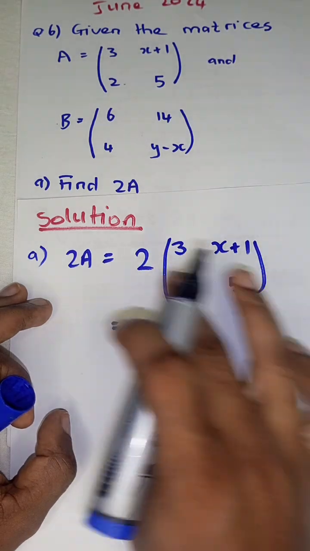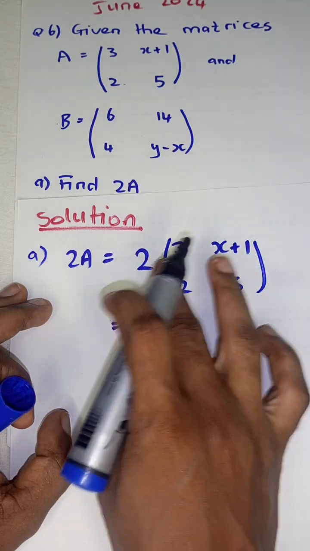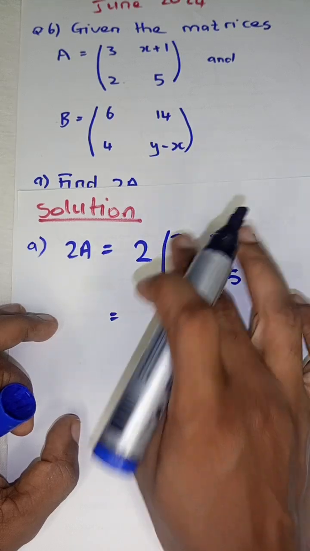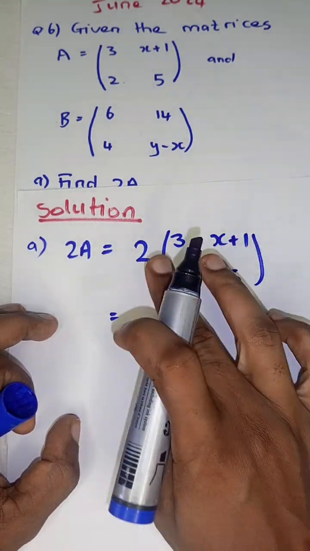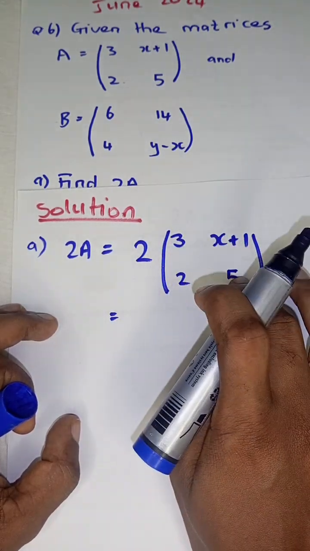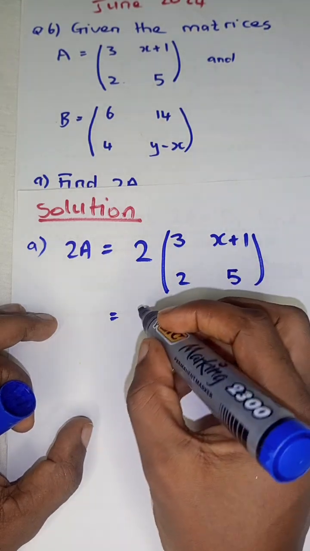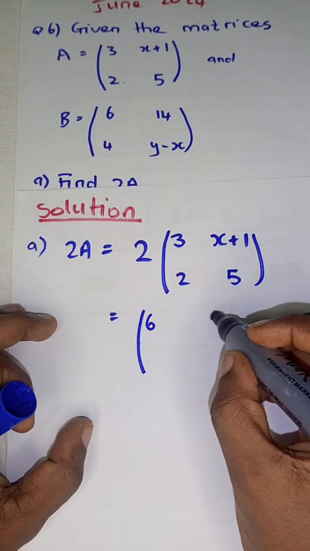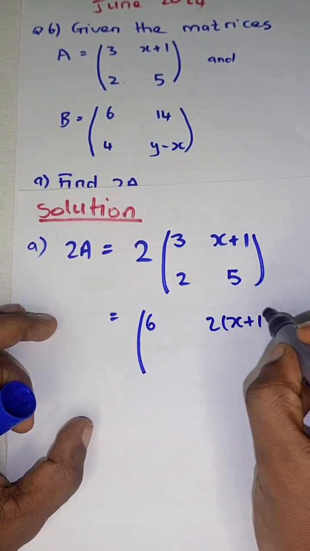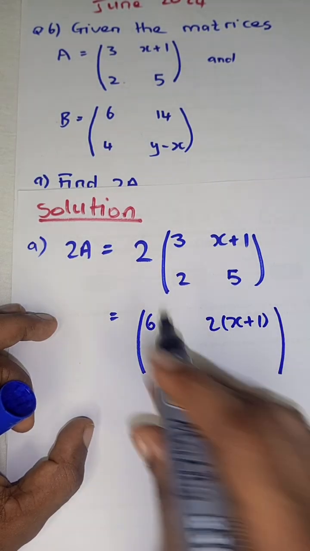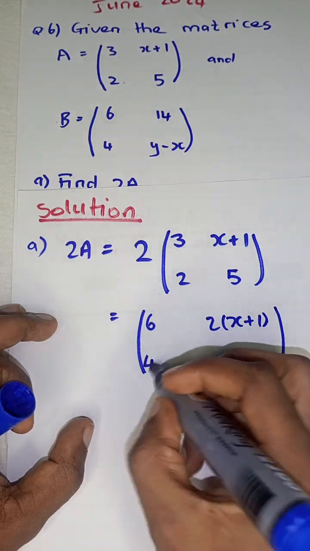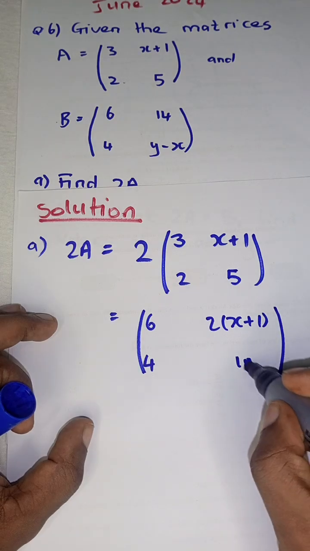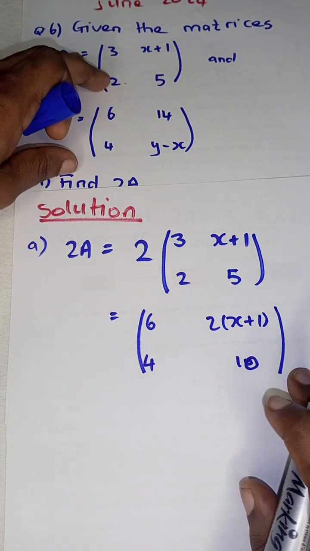Multiplying a matrix by a scalar is simply multiplying each entry by the scalar given. So multiplying each entry, we're going to have 2 times 3, 2 times x plus 1, 2 times 2, and 2 times 5. And we obtain 2 times 3, 6; 2 into x plus 1; 2 times 2, 4; and 2 times 5, 10. And that's it for the first part of the question.